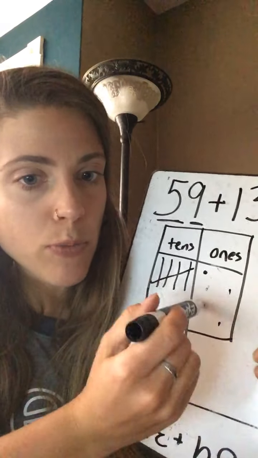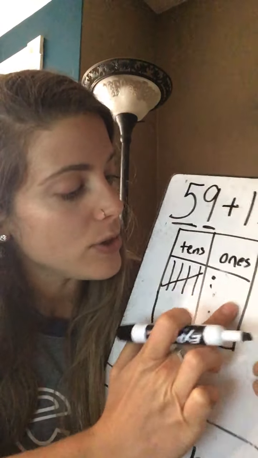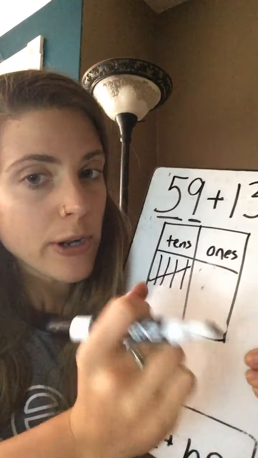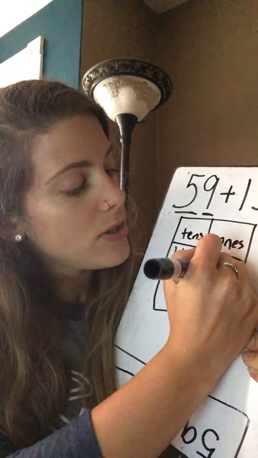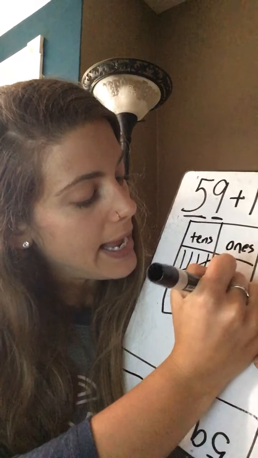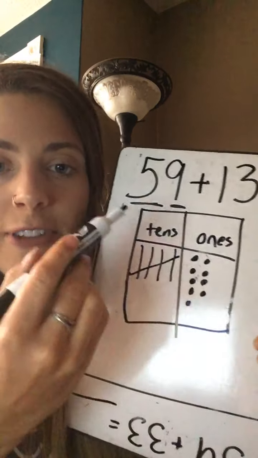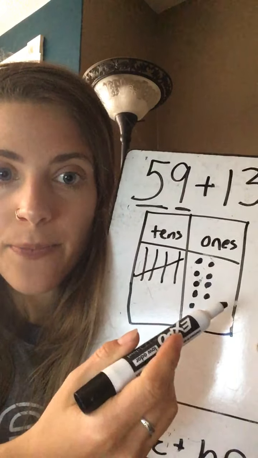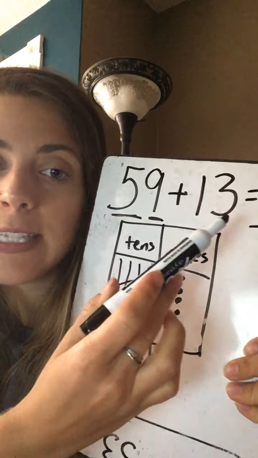Remember, we don't just go bloop, bloop, bloop. That makes it hard to count. Let's do them in order in groups of 5. So 1, 2, 3, 4, 5, 6, 7, 8, 9. So I have 59 showing in my chart right now. Now I'm going to add 13.